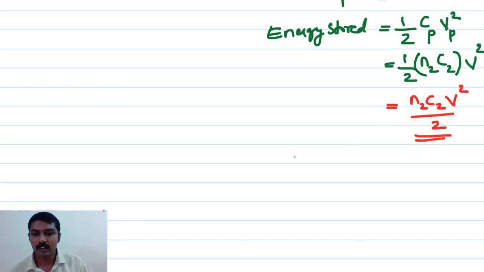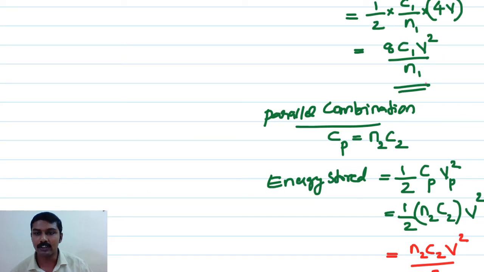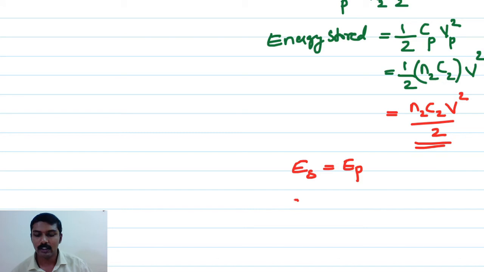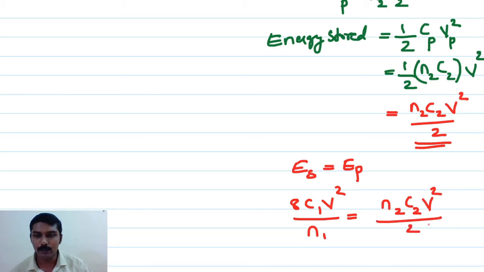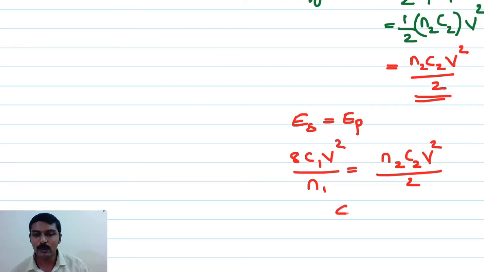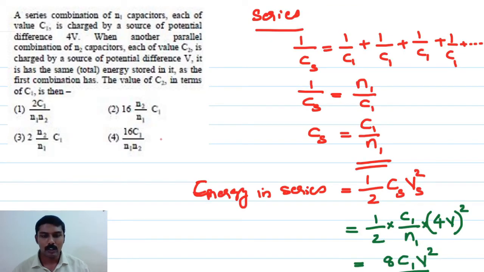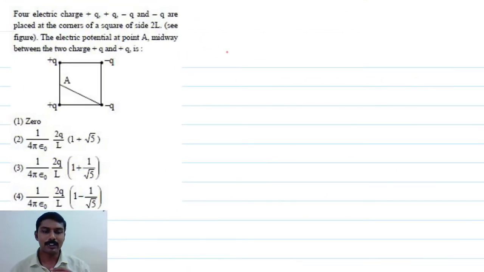In our question it is already specified that the energies are the same. So how will you substitute? The energy in the series combination is equal to the energy in the parallel combination. If you go back, you will see the energy in the series combination was this. So if I substitute that here, you get 8 C1 V square divided by N1 equal to N2 C2 V square divided by 2. When you substitute that, you will get C2 equal to 16 times C1 divided by N1 N2, which is the right answer, the fourth option. So let's look at this particular question.